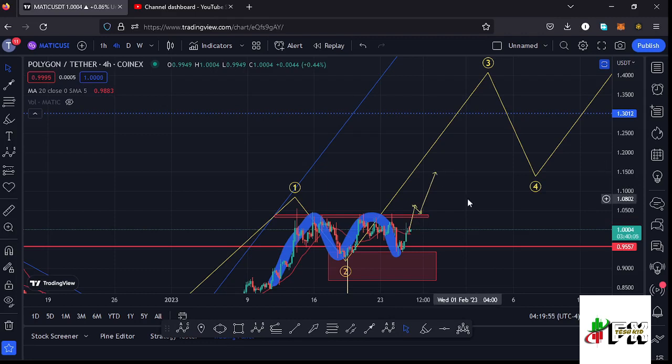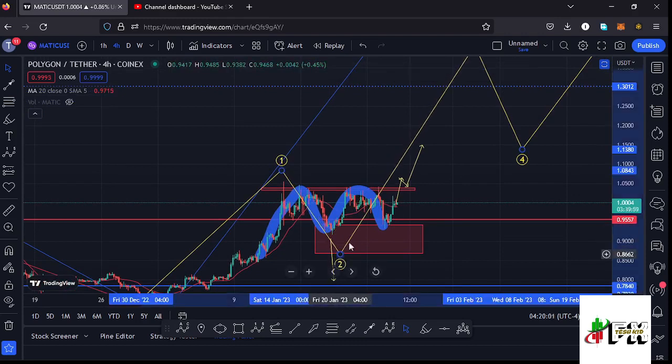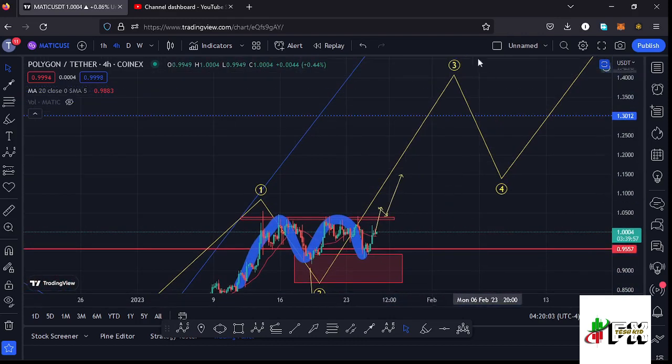And unless that happens, I still expect one more new low in the formation of this second wave to the lower side to fully maximize this target area before we can expect a bounce to the upside in the formation of that wave 3 to the upside.